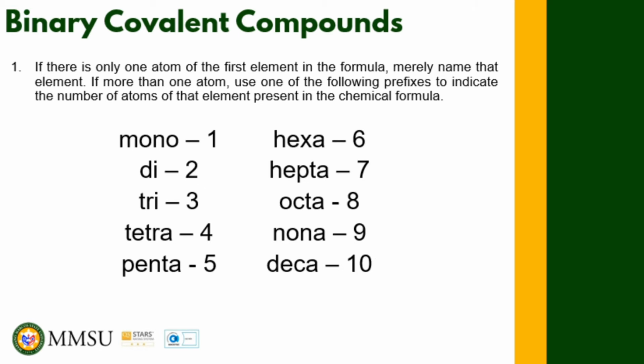So, if we have one atom, then it is mono. So, 2, di, and tri, 3, tetra for 4, penta for 5, hexa for 6, hepta for 7, octa for 8, and nona for 9, and then deca for 10.